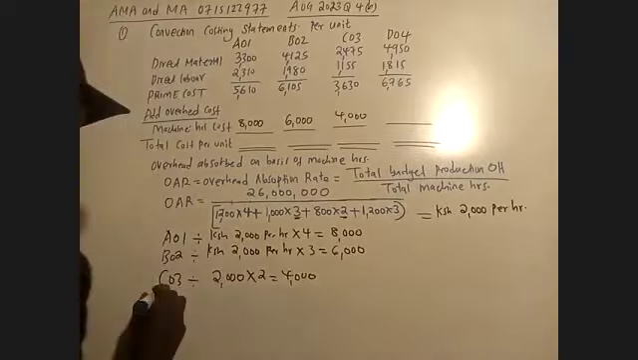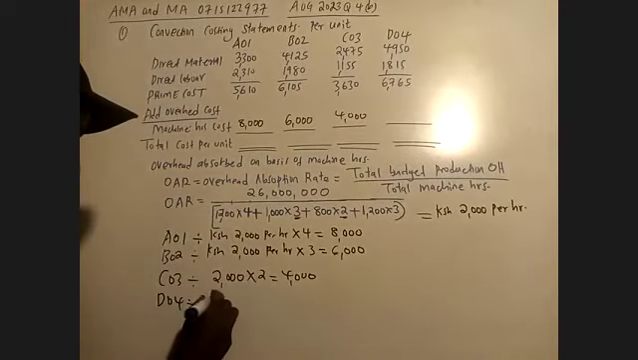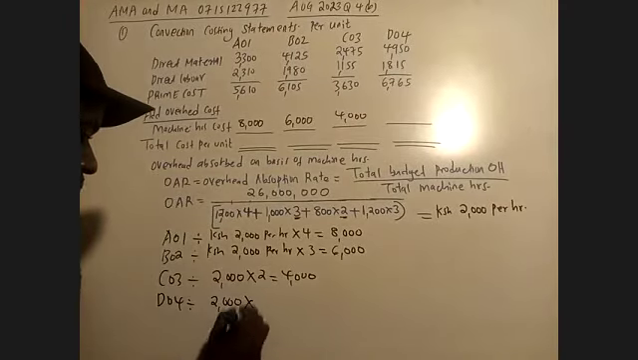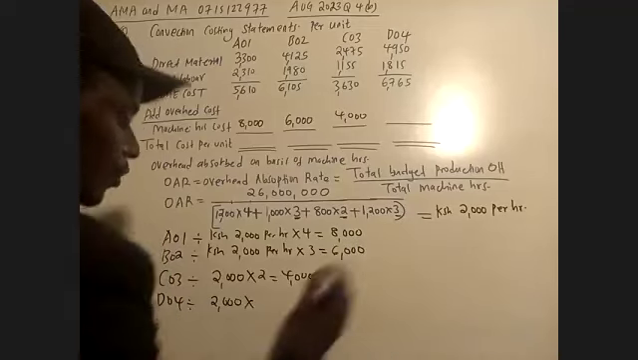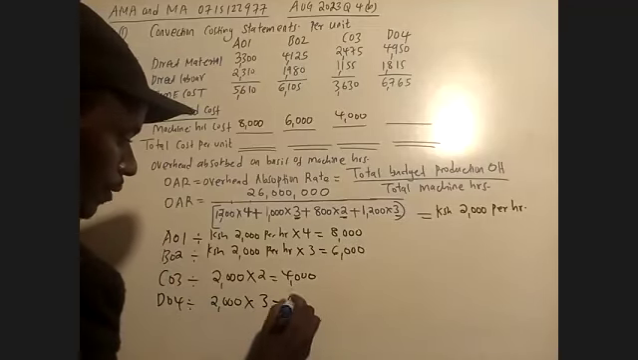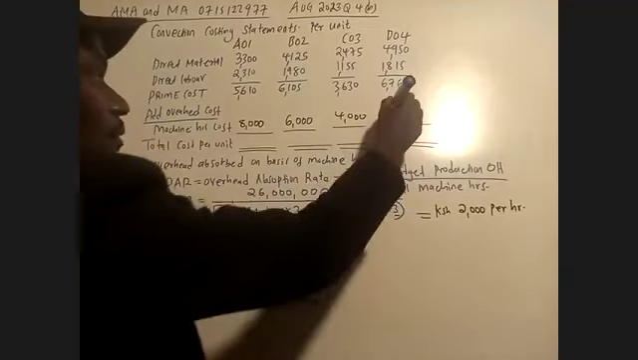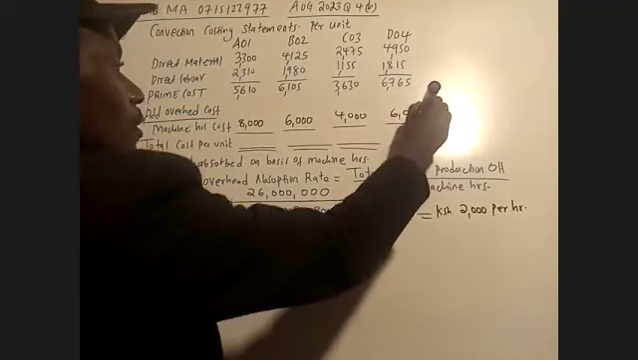And then D04: 2,000. Now hours per unit 3. So cost per unit 6,000. That will give you the total.